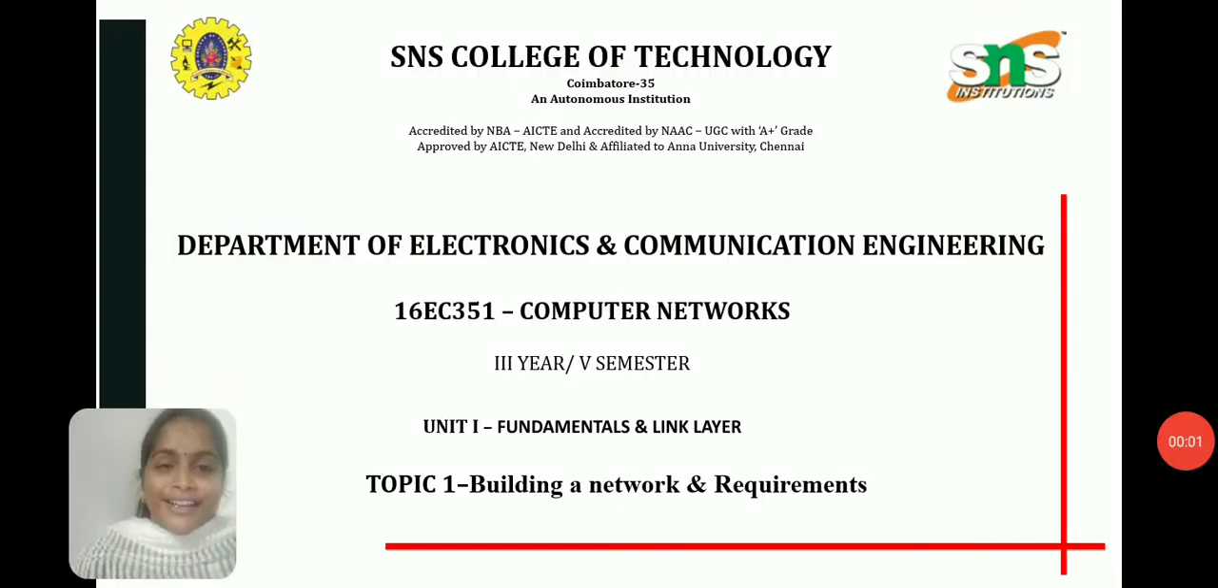Hi everyone. Today we are going to discuss fundamentals and the link layer in computer networks. And this we have building a network and requirements for our first topic.